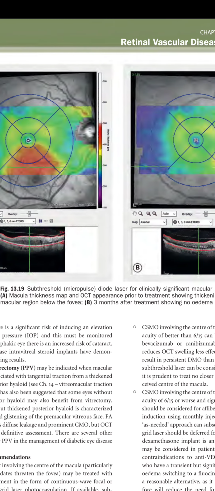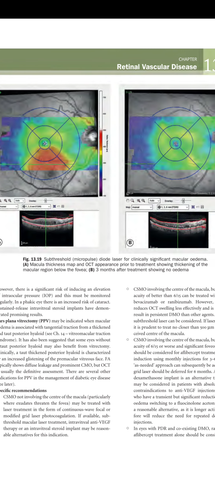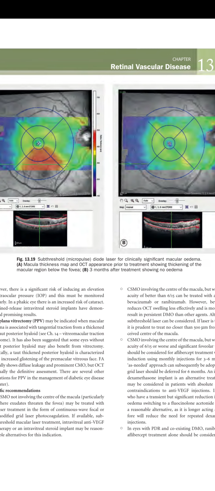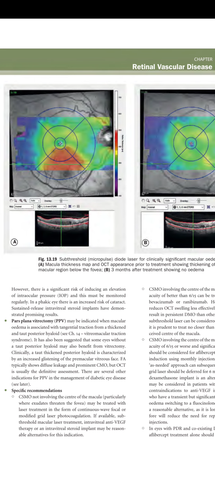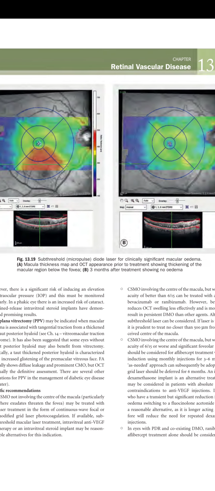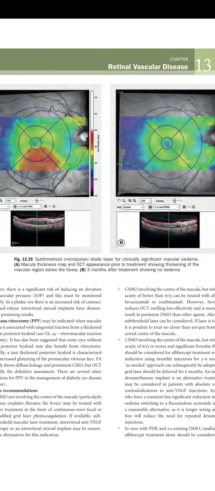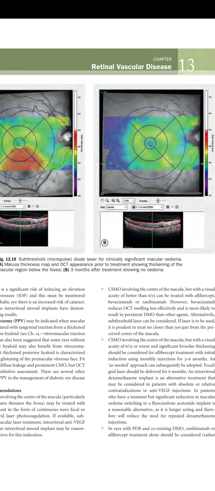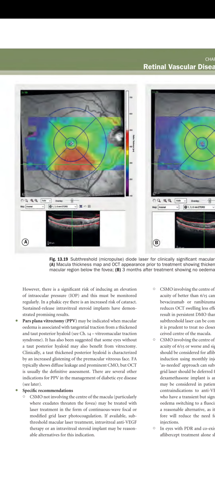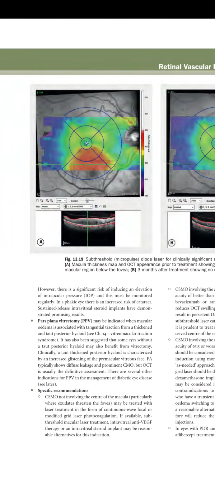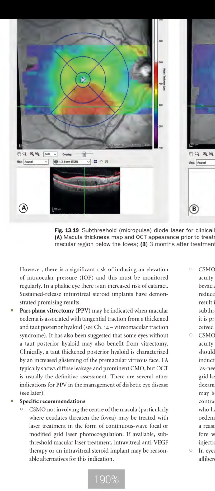So this is a subthreshold micropulse diode laser for clinically significant macular edema. A is showing the macular thickness map and OCT appearance prior to the treatment, showing a thickening of the macular region below the fovea, and B is showing 3 months after the treatment, showing no edema. So this is how the subthreshold micropulse diode laser has responded, before the treatment and after the treatment. So next is the pars plana vitrectomy.